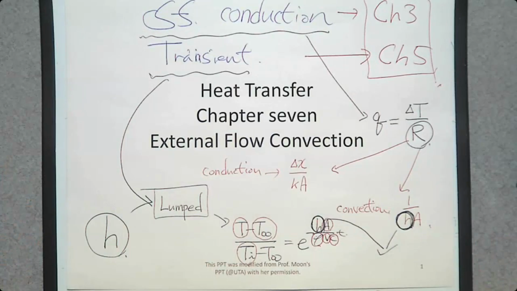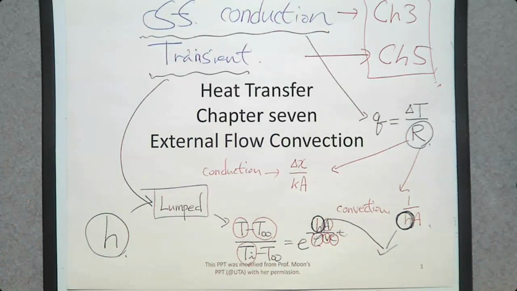Now the question is, can we determine this H by a simple equation or by using a table? No, we can't. So we are going to rely on what? Correlations developed from experiments. So we are going to learn how to find this H for a given condition: the velocity, the geometry of the solid, and the material of the solid and the gas. So let's learn how to determine H. That's what we are going to do.